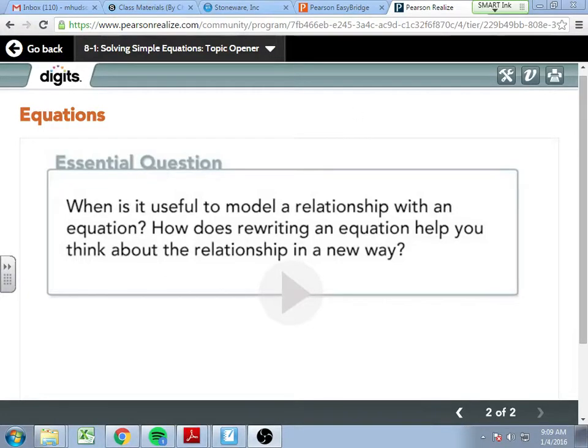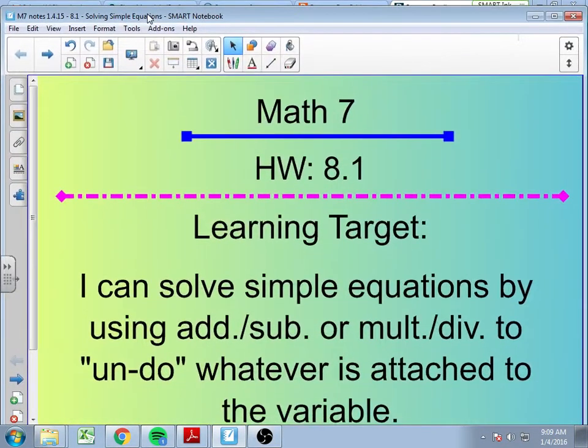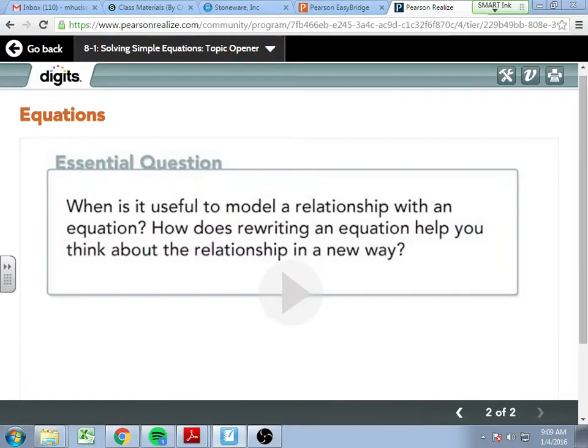So again, today's lesson is 8-1. Should be a fairly simple lesson considering simple is in the name, solving simple equations. Bless you. But here's our little video to start.